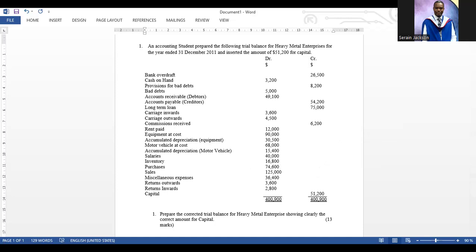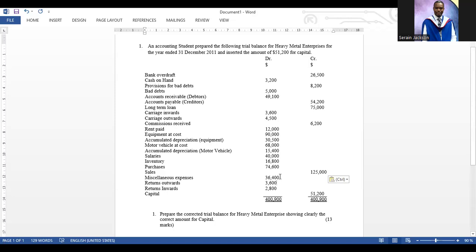All right. Then you have sales, which is a revenue. Sales is a revenue, and all revenue carries what? Credit balances. So it should be on the credit side. Yeah. So we change that around. And then you move to miscellaneous expense. Obviously, expense carries a debit balance.